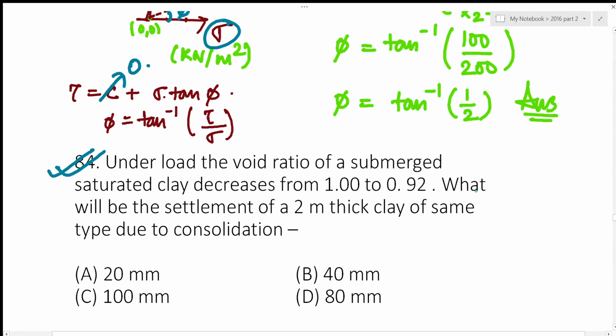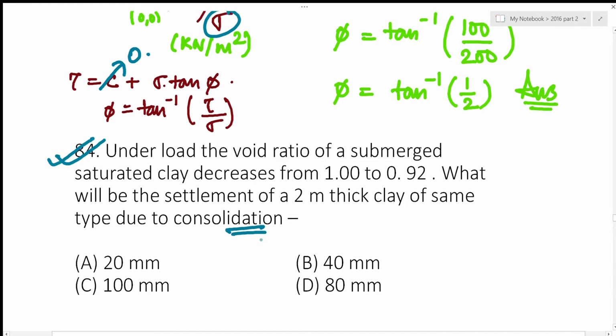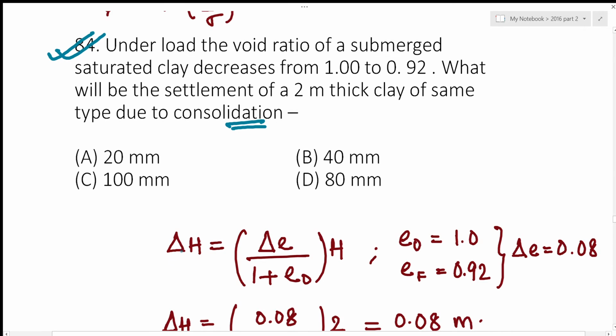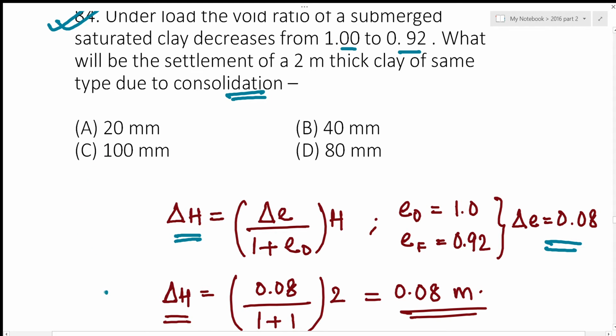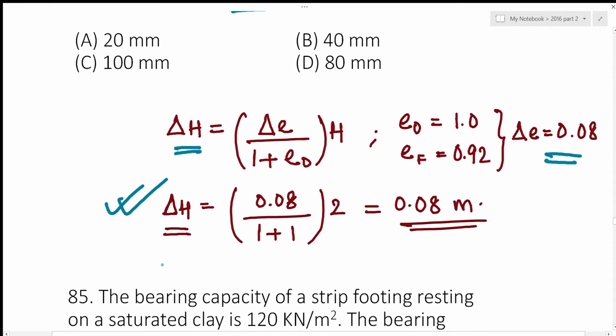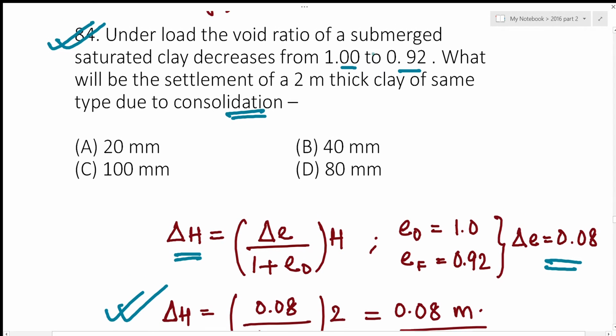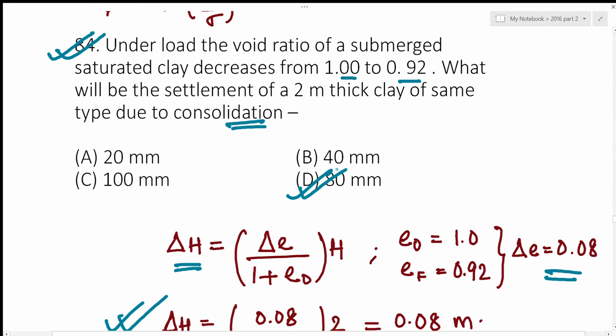The next question is, under load, the void ratio of a submerged saturated clay decreases from 1 to 0.92. What will be the settlement of a 2-meter thick clay of same type due to consolidation? Now you have a direct formula for this. The settlement is given by delta e by 1 plus e naught into H. Now delta e is nothing but the difference between the initial void ratio and the final void ratio, which comes out to be 0.08, and you just replace the values in this particular equation and you get the answer. Delta H is 0.08 meters or 80 millimeters. So the answer for this particular question would be D, 80 millimeters.